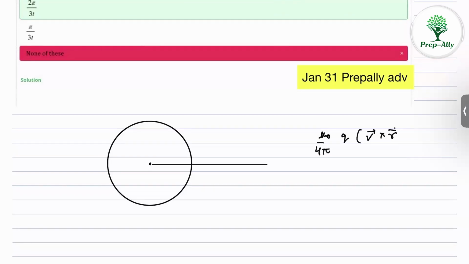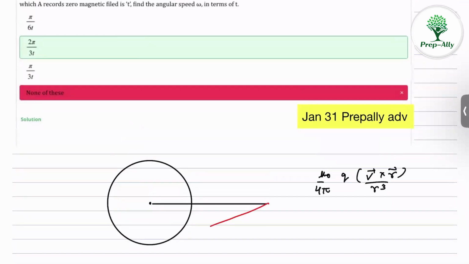Correct. So when the tangent at that point passes through the 2r point, the magnetic field will be 0. So the magnetic field will be 0 when the circular motion particle, the alpha particle, is at A or at B. Yes, sir. Correct. So this is 2R.